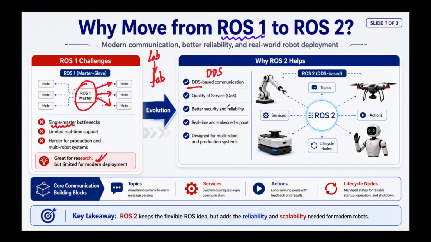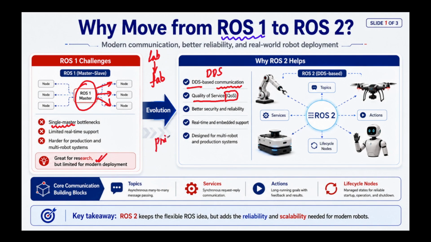For now, think of DDS as the communication technology behind ROS2. It helps components discover each other and exchange information across a distributed system. ROS2 also gives us Quality of Service settings, usually called QoS. QoS allows us to adjust how communication behaves depending on the application.